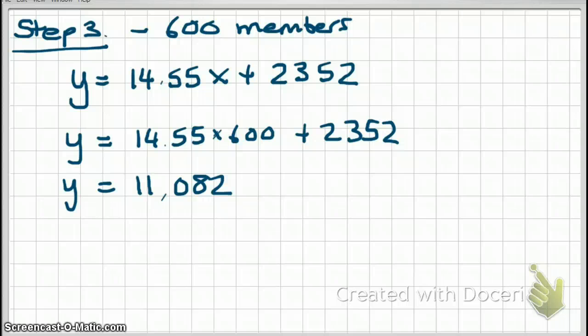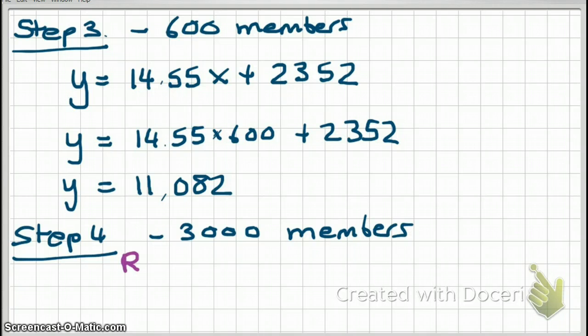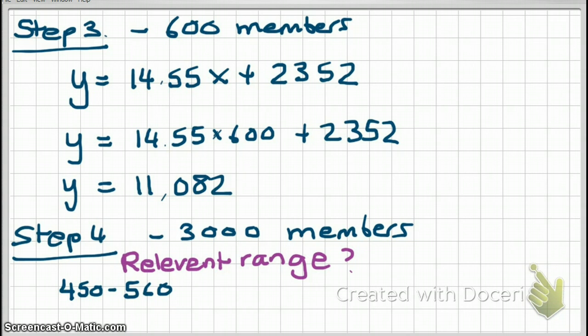That completes step 3. Step 4 says, can you predict total monthly operating cost if the club has 3,000 members? Now here, they're asking about 3,000 members. Let's look at the relevant range. They've given you information between 450 and 560 members. In requirement 3, we said for 600 members, can we use this cost equation? Yes, probably, because 600 members is pretty close to 560. We're probably still within our relevant range.